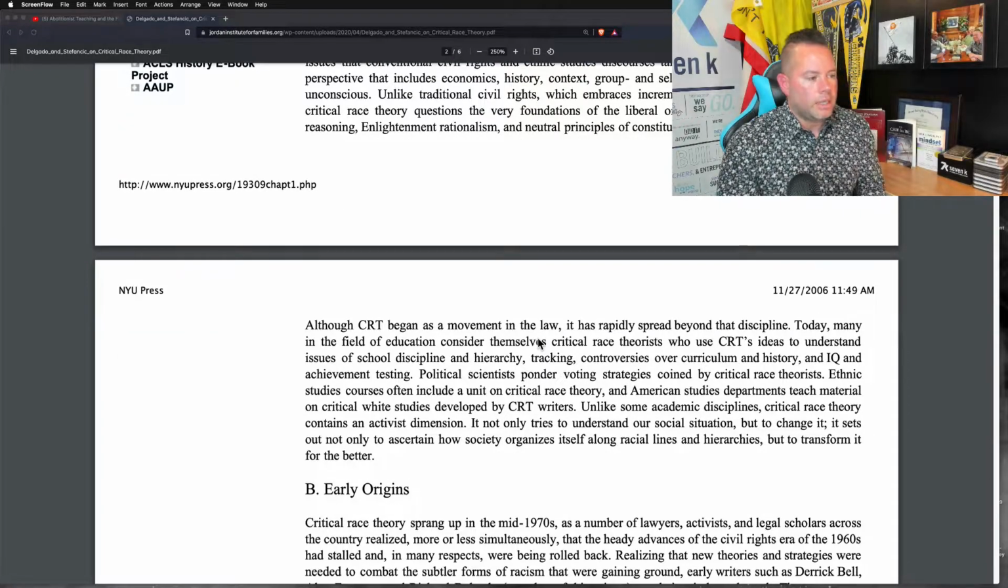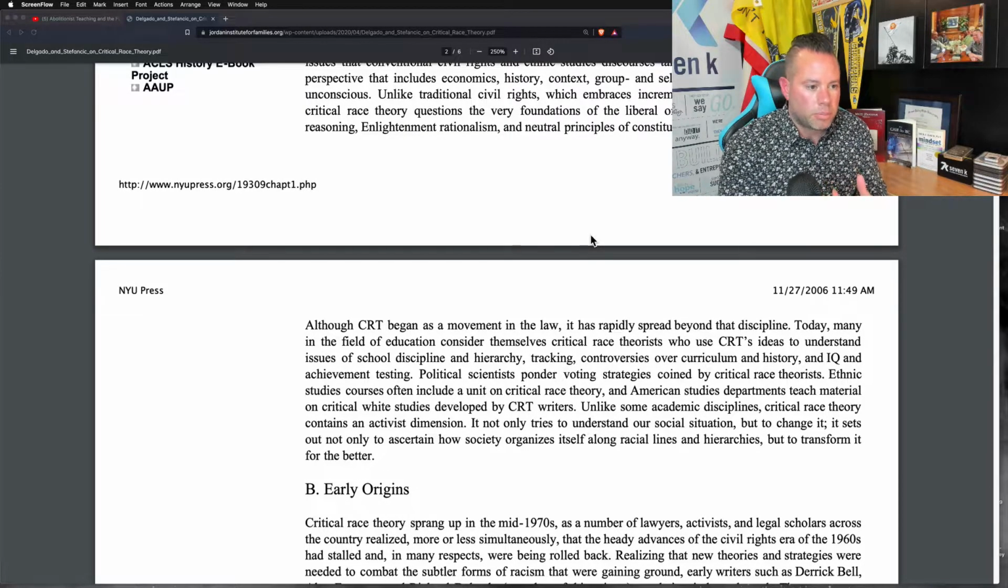Although CRT began as a movement in the law, it has rapidly spread beyond that discipline. So again, they are admitting this isn't just in law. This isn't just in education. It is spread everywhere. Today, many in the field of education consider themselves critical race theorists who use CRT's ideas to understand issues of school discipline and hierarchy, tracking, controversies over curriculum and history, and IQ and achievement tests. So again, we're often told that CRT doesn't exist, or it's not in education, or we're not using it to make any decisions.